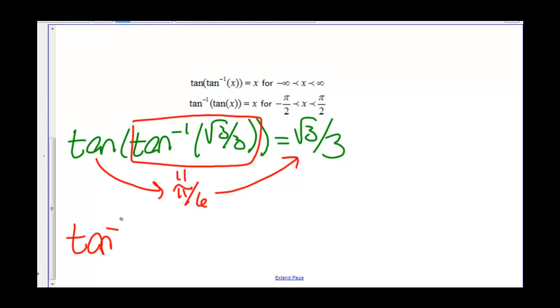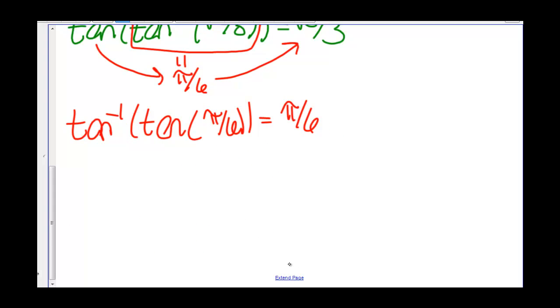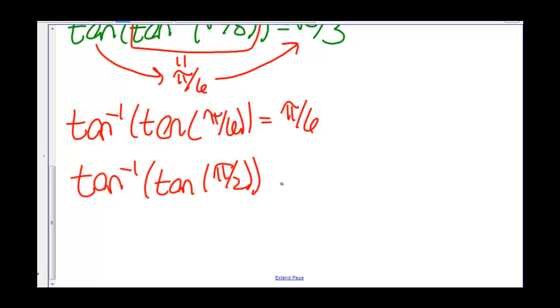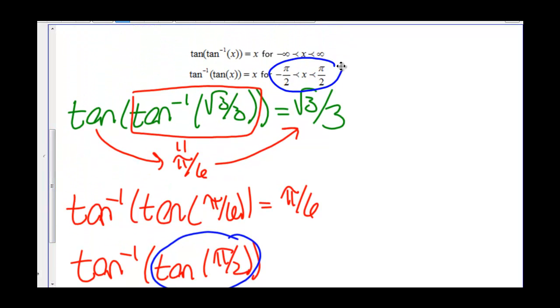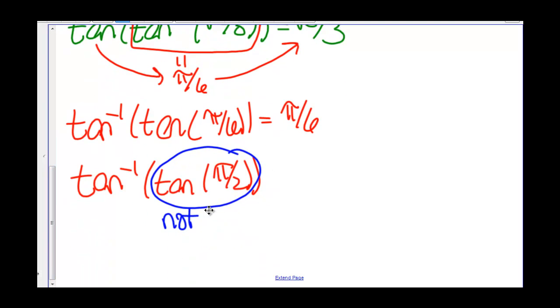Similarly, inverse tangent of pi over 6 will give us back pi over 6. Now what about the inverse tangent of pi over 2? Well, pi over 2 is not within these values, since we have excluded the endpoints, so that means that this is not defined.